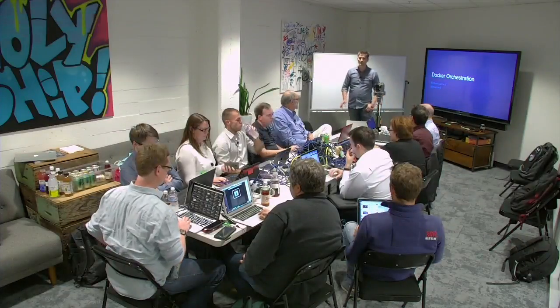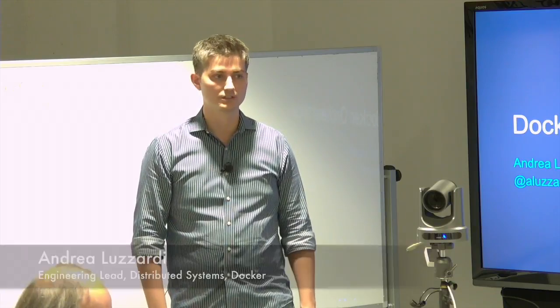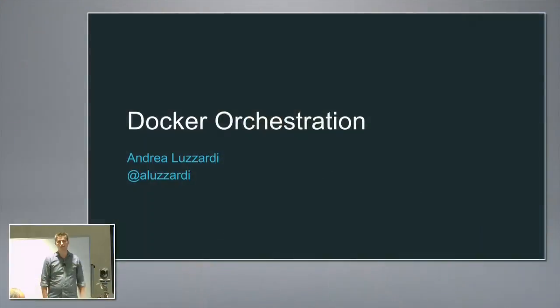Hey everyone, I'm Andrea Luzzardi. I'm the engineering lead for distributed systems at Docker, and today I'm going to talk about orchestration at Docker. So we just saw how Docker can manage containers on a single machine, but what happens when you have more than one machine? What happens when you have 2 machines, 10 machines, 1,000 machines? How do you run those containers?